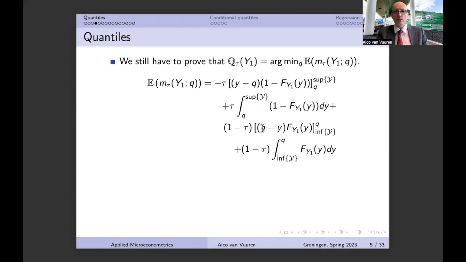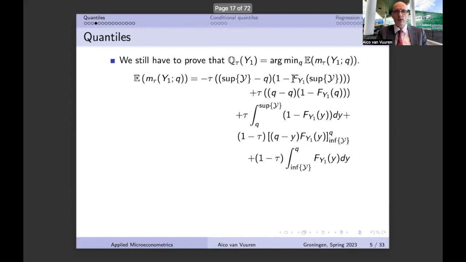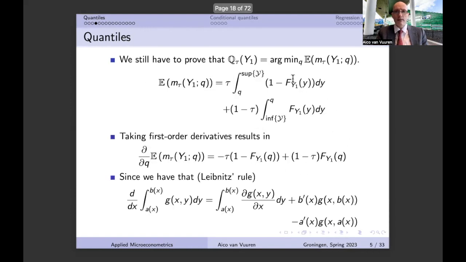Well, the same is actually true for this thing that we have over here. If I evaluate this in q, then I get q minus q, that's equal to 0. And if I evaluate this term in the infimum, then I get a 0 over here. So also this term is equal to 0, that term is equal to 0. So in the end, what I get is just these two terms that we have over here.